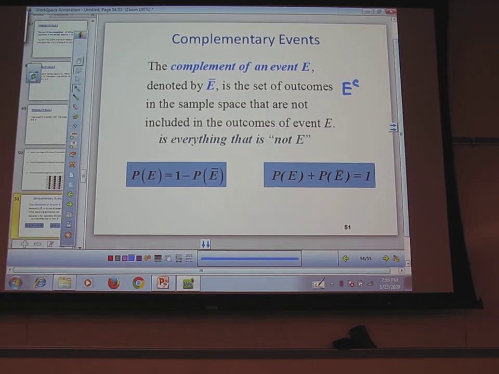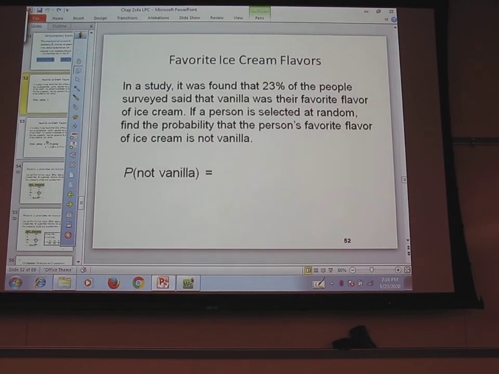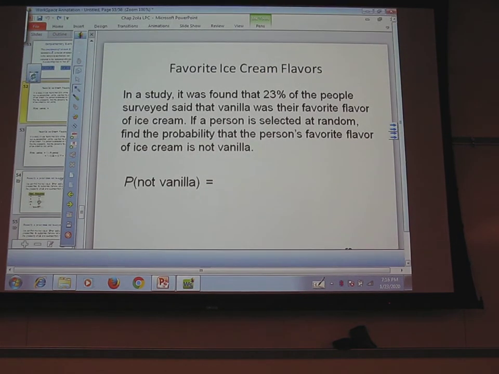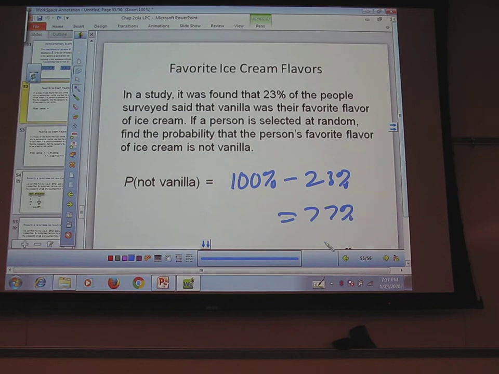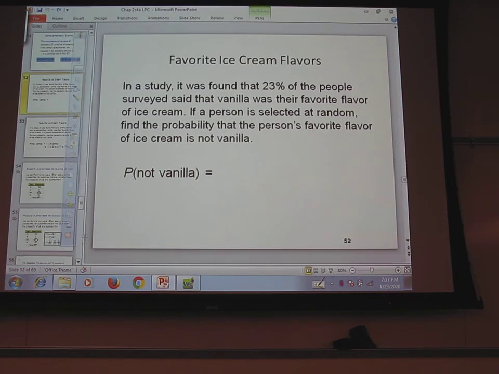For example, you sample a bunch of people. 23% of them have vanilla as their favorite ice cream. If you randomly pick somebody from that group, what's the probability that vanilla is not their favorite flavor of ice cream? 77%. How do you find that? 100% minus 23%, you get 77%. Everybody understand that? Good, you guys are all good with that.